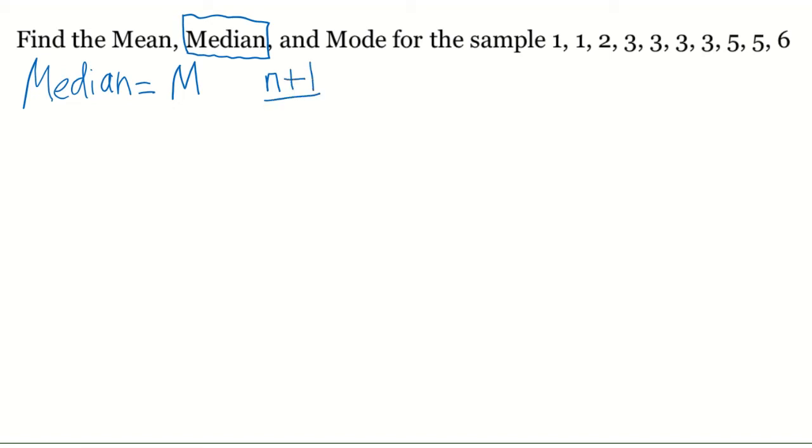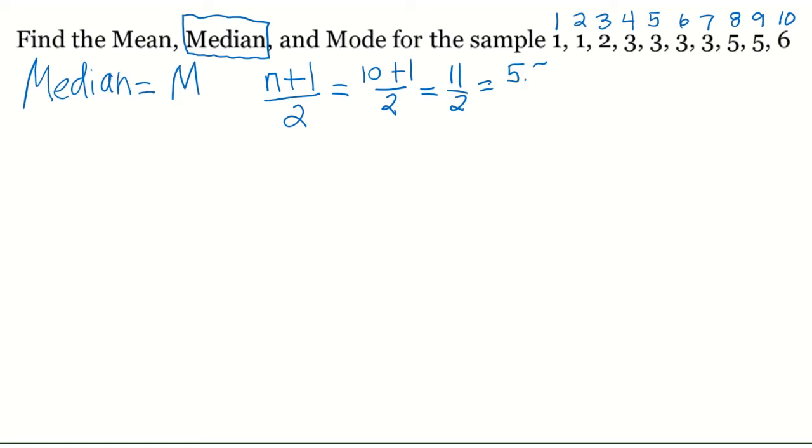So that's going to be the sample size plus 1 divided by 2, and this is going to give us the position of the location of the median value. So once again, we're going to count to see how many data points we have. We have 10 data points, so our sample size n equals 10. That means that's going to be 10 plus 1 divided by 2. That gives me 11 divided by 2 equals 5.5.